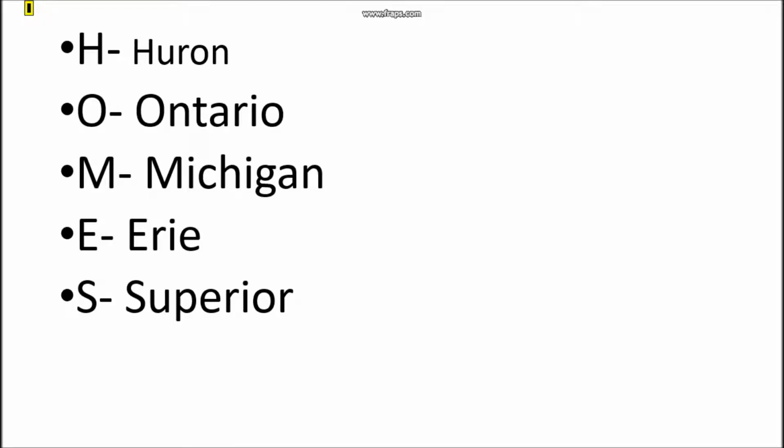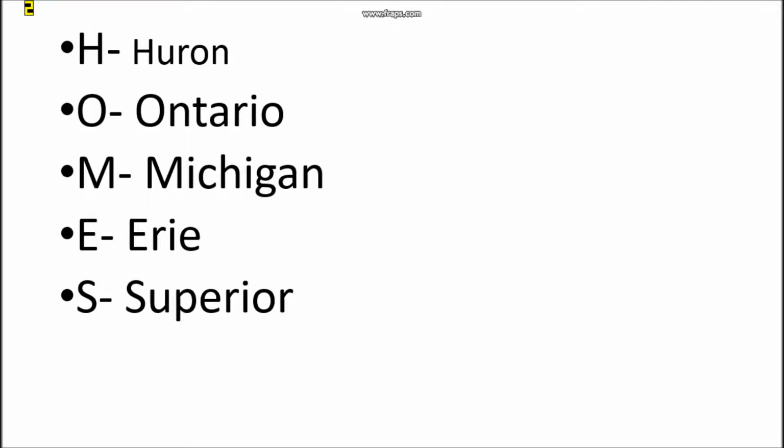Okay, so let's get started. So there are 5 lakes in North America: Lake Huron, Lake Ontario, Lake Michigan, Lake Erie, and Lake Superior. And there's an easy way of remembering this, and this is by the acronym HOMES. So H stands for Huron, O stands for Ontario, M stands for Michigan, E stands for Erie, and S stands for Superior. If you remember this acronym HOMES, you'll never forget these lakes.